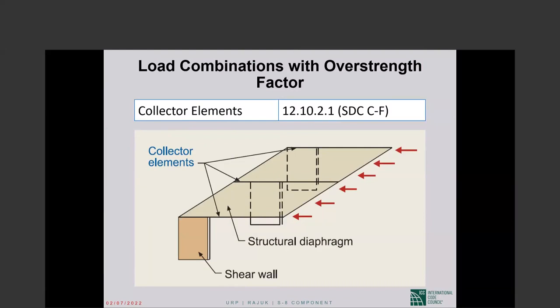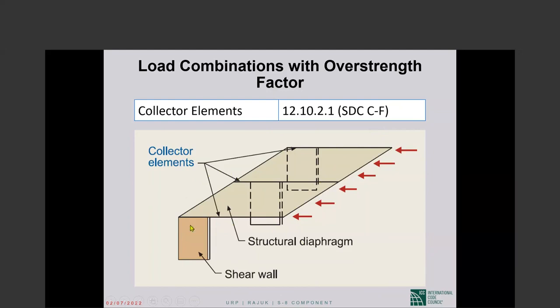The third place where ASCE 7 requires us to use load combinations with overstrength factor are collector elements of diaphragms. Okay. Now let us explain that. So this is a slab acting as a diaphragm, a slab acted upon by lateral loads which will cause in-plane bending. So you are looking at compression on this face, tension on that face, and shears along the side faces. Those shears have to be transferred to supporting elements, shear walls or frames.